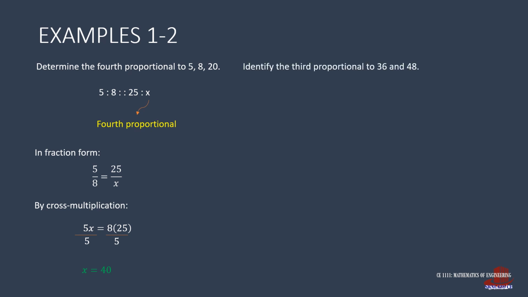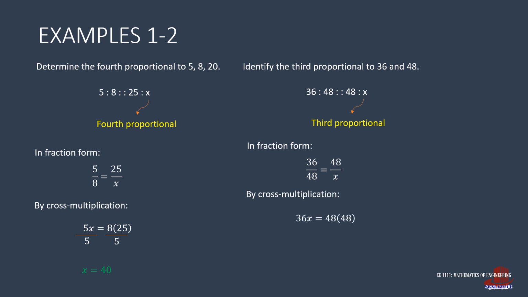The second example looks for the third proportional to 36 and 48. Third proportional means there are only 3 numbers in the proportion, so it would be written as 36 is to 48 as 48 is to x. So there are still 4 elements, but only 3 different numbers. Writing this in fraction form, we have 36 over 48 equal to 48 over x. Then by cross multiplication, the equation comes as 36x equal to 48 times 48. So divide everything by 36 to isolate x, which is equal to 64.